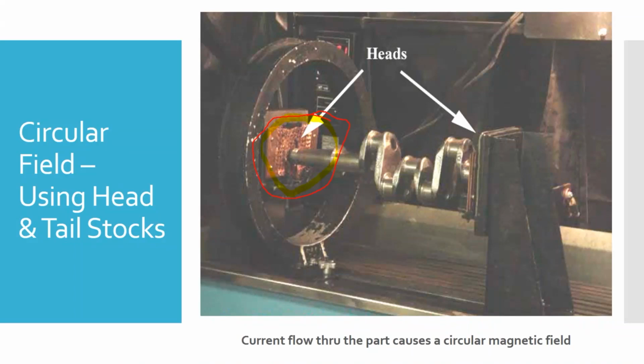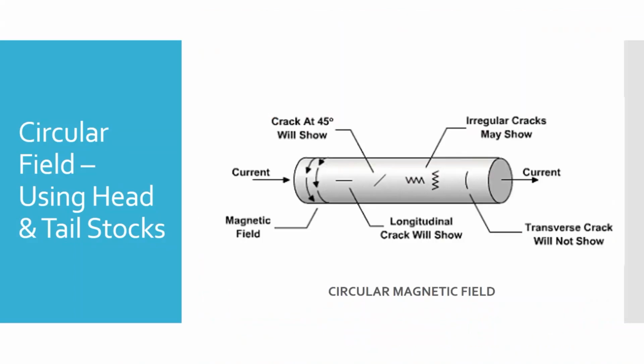And so when we're doing it this way, you can see our current here, they show going left to right through the part itself. And that's going to create these little rings of magnetic fields. Again, now the opposite is true: that longitudinal crack, a crack running against the magnetic field, parallel to the current, is going to show up really well. The transverse crack on the right there probably won't show up much at all. And then you've got the 45, there's different angles of cracks in between.